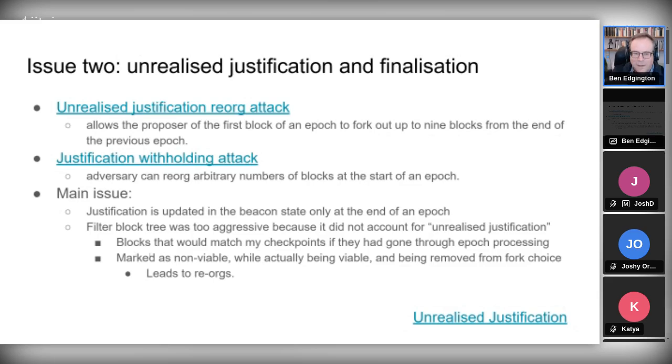So blocks that would match my checkpoints if they had gone through epoch processing, but hadn't, so it was unrealized, were marked as non-viable, whilst actually near an epoch boundary they were viable, and they were removed from fork choice. And this leads to reorgs and so on. This is really by way of saying you need to follow the links to dive into this, and it's very hard to reason about. But really, this nice, neat combination of Gasper FFG and LMD Ghost is actually a mess.